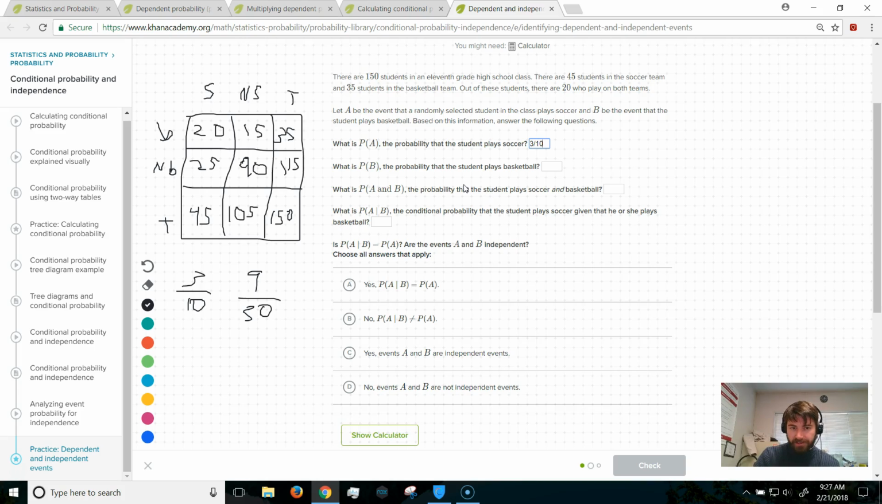And then what is the probability that a student plays basketball? So basketball is 35 out of 150. So again, I'll divide by 5 first, and I get 7 out of 30. And that looks like it's going to stay that way.